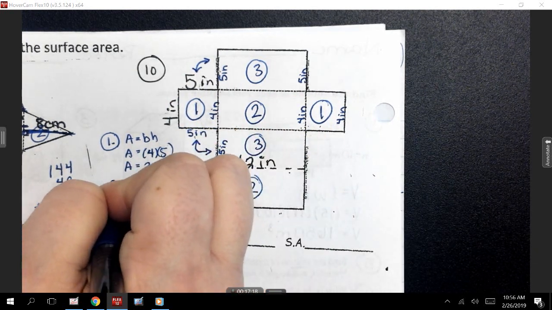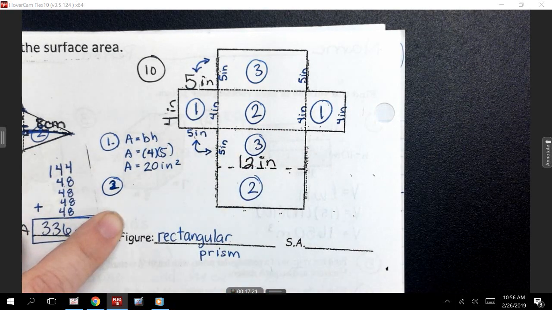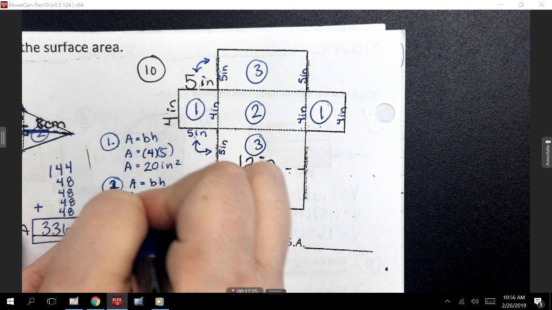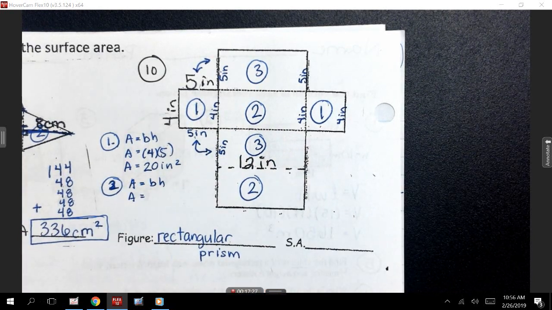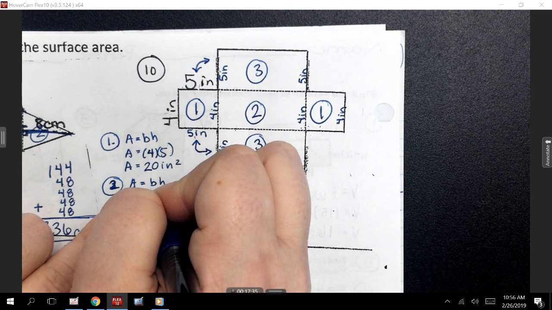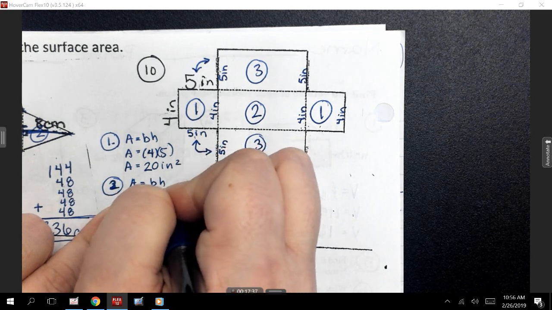All right, shape 2. Again, it's a rectangle. Y'all okay? Can I go ahead and write A equals BH? Okay, A equals. So I want you to find a shape 2 and tell me what 2 numbers go with it. Kelsey? 4 and 12. So I like how Kelsey was able to pick those out. So I have 4 and 12.